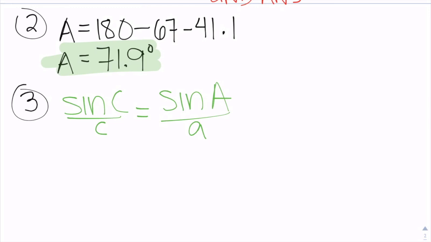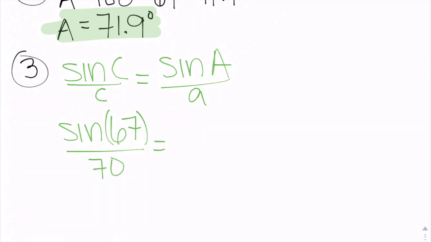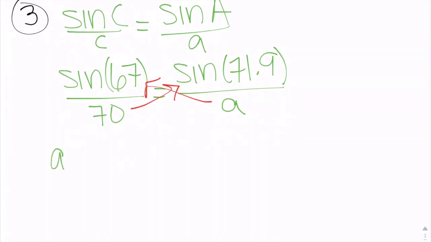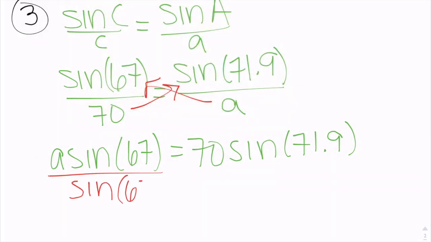And we're going to substitute in all of our values, and so that's going to be sine of 67 over 70 is equal to sine of 71.9 over A, which we don't know. From here, we're going to cross multiply everything because we have a proportion. So we're going to get A times the sine of 67 is equal to 70 times the sine of 71.9. And now we need to get A alone, so we're going to divide everything by sine of 67.